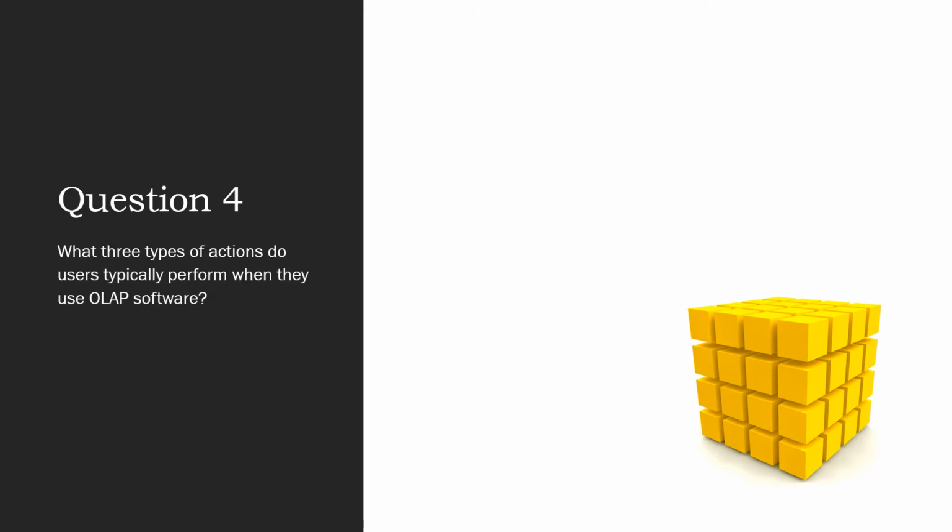For question 4, we have: what three types of actions do users typically perform when they use OLAP software? With OLAP, the three typical actions are slice and dice, drill down, and roll up. To better understand these actions, we first need to envision an OLAP cube. To do this, we start with numerical data referred to as measures. Then various dimensions categorize these measures into a cube structure.